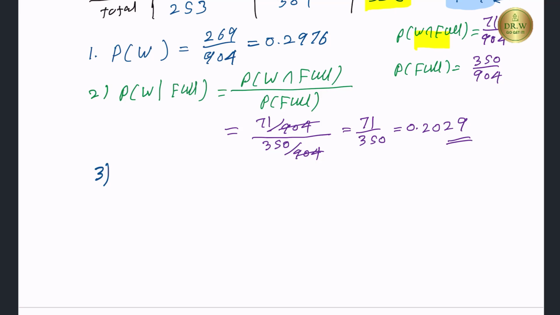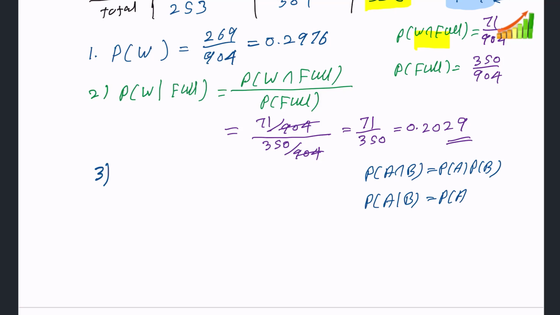Now third one: are the rank and sex of Clemson professors independent? Now you know two equations to check independence. One is probability of A and B equals probability of A times probability of B. If this is satisfied, then we can say A and B are independent. Or we just learned conditional probability: if A given B equals probability of A, then we can say A and B are independent.